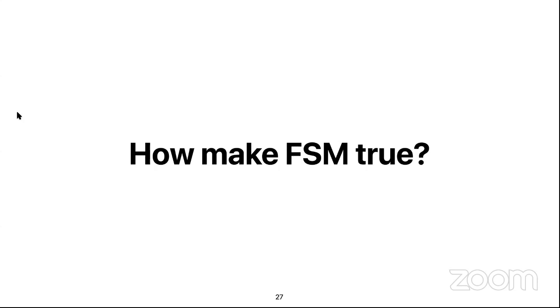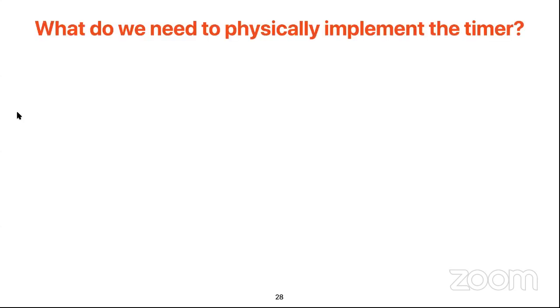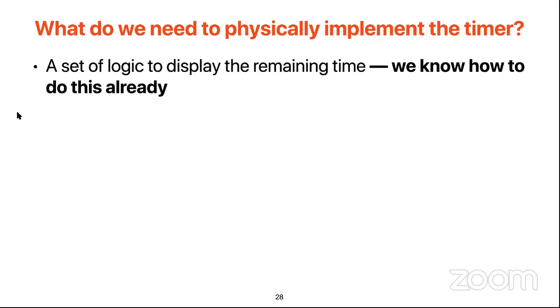Okay, so we have to move forward, because that was supposed to just be a recap, not teaching from scratch. So how can we make the finite state machine true? This is the theory behind it. So how can we physically implement this finite state machine? Let's go back to the very beginning example that we have. We want to implement a timer, right? If I want to have a timer, we need a set of logic to display the remaining time. And you know how to do this already, right?